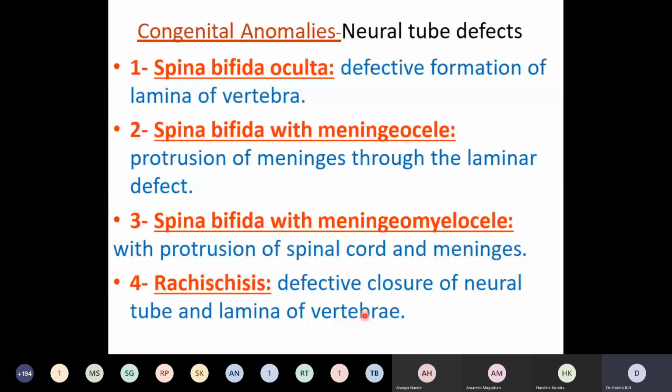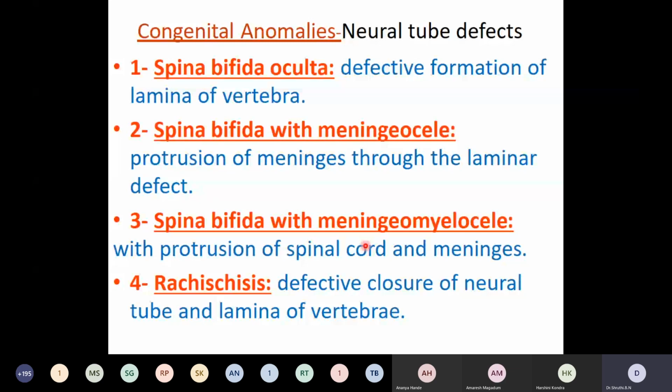It is due to the defective formation of the lamina of the vertebra. Then we have spina bifida with meningocele. It is only the protrusion of the meninges through the lamina defect. Whereas in case of spina bifida meningomyelocele, along with the meninges, part of the spinal cord also protrudes through this defect. Then rachischisis, it is the defective closure of the neural tube and lamina of the vertebra.